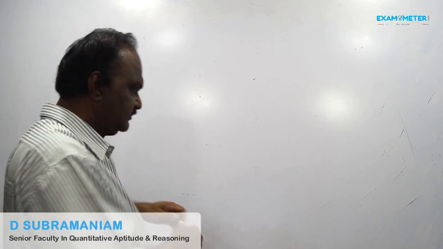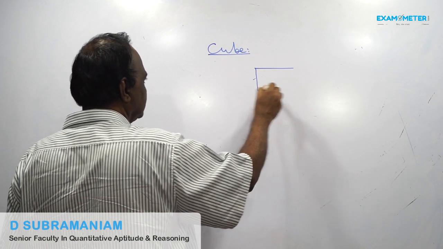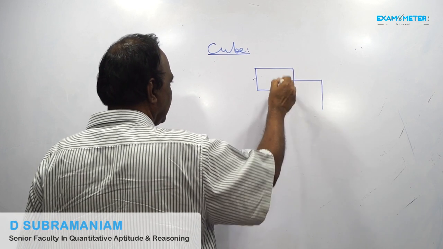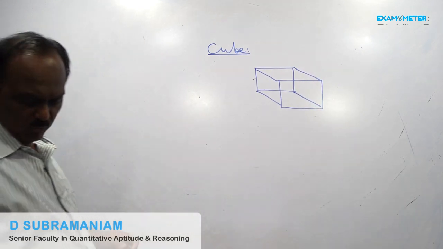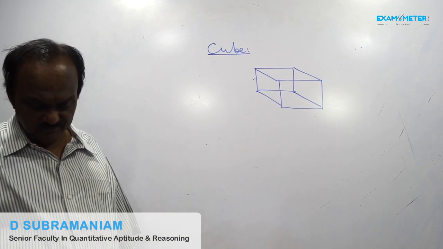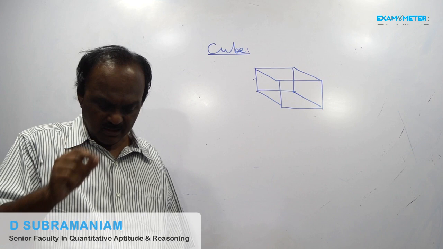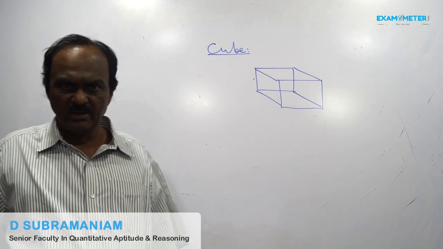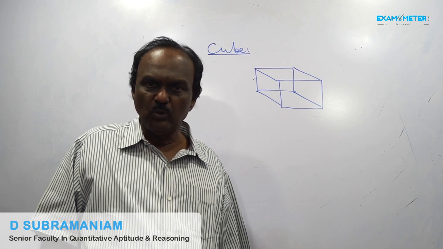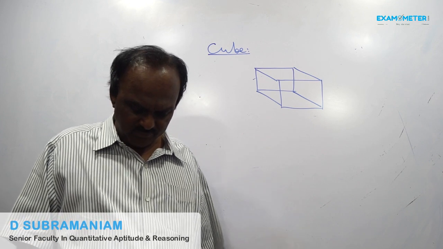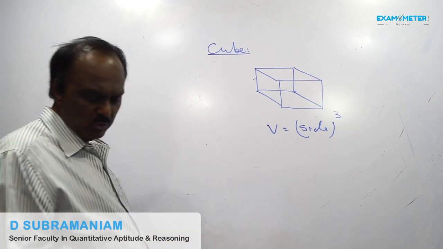Next, cube. This is called a cube. A solid body having 6 equal square faces with equal length, breadth and height is called a cube. Volume of a cube is equal to side cube.